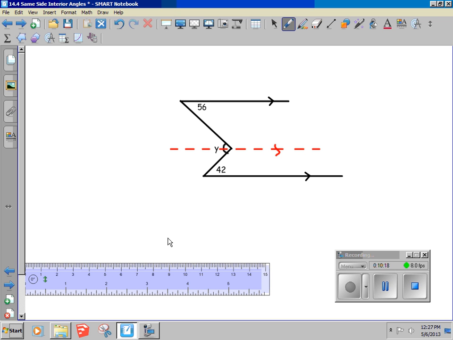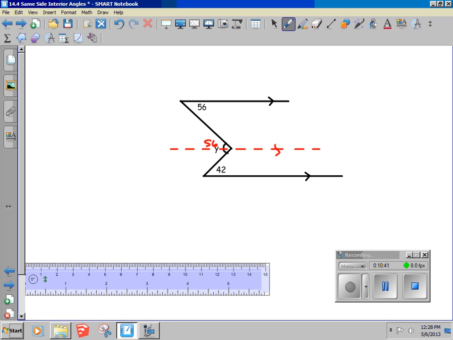The interior. I don't know. Interior angles? Like here and here? No, alternate interior. Yeah, alternate interior. So here and here? What do you know about that? They're the same. So this right here must be 56.